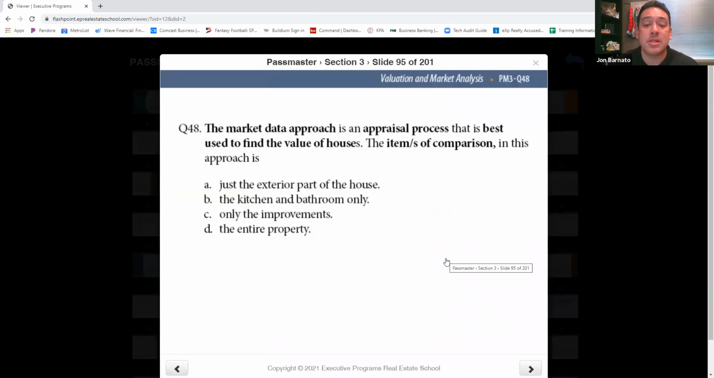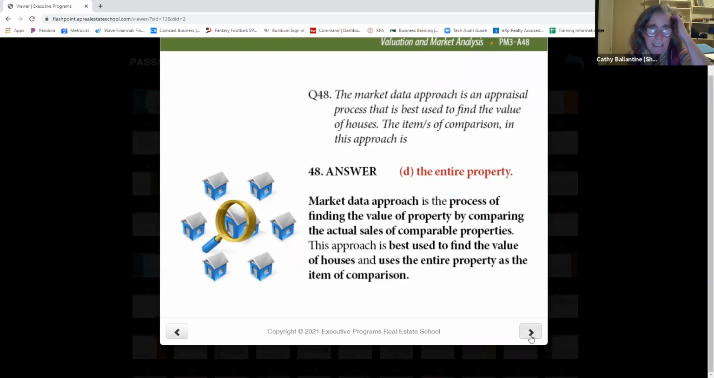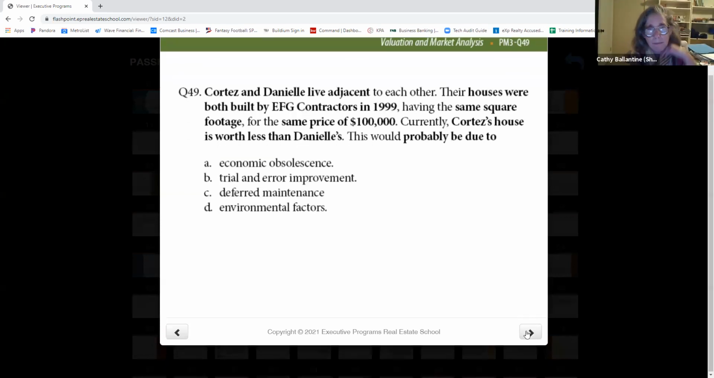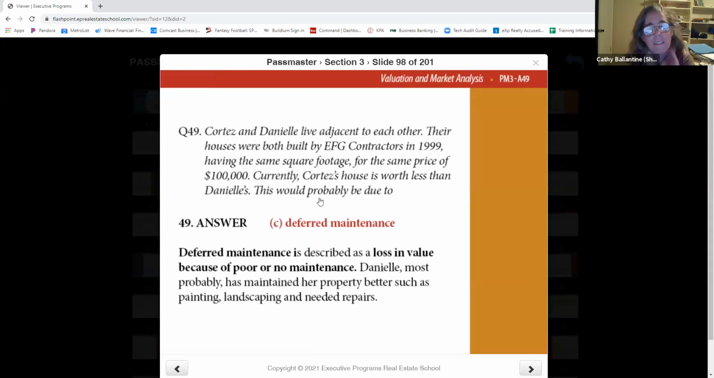The market data approach is an appraisal process that is best used for finding the value of houses. The items of appearance in the property approach is what? D, E. Yes, the entire property. That is important, not just a part. Cortez and Danielle live adjacent to each other. Their houses were built by EFG contractors in 1999, having the same square footage and the same price of $100,000. Currently, Cortez's house is worth less than Danielle's. This will probably be due to C. I would say C. Yeah. They should put discrimination on there.